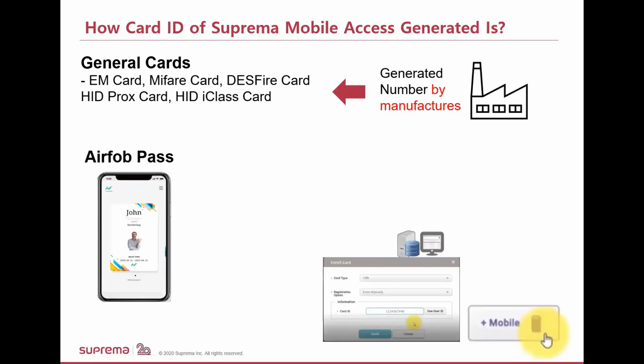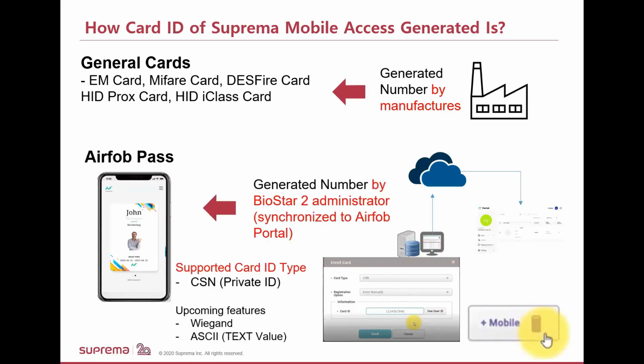The card numbers of the EM card, MiFare card, and HID cards, as we know them, are all made by the card manufacturer and programmed into the card. Because of this, in order to know the programmed card number, there is a process of scanning the card directly to the device to visually check and register the number.